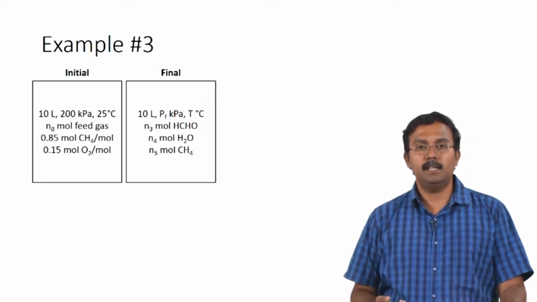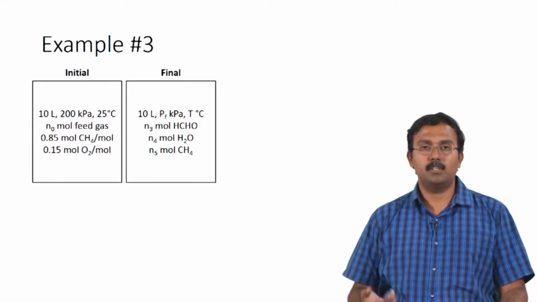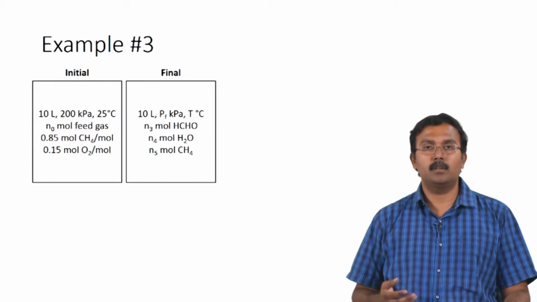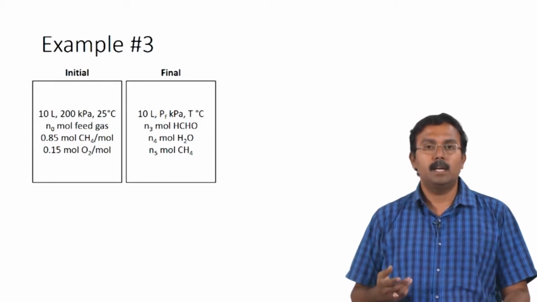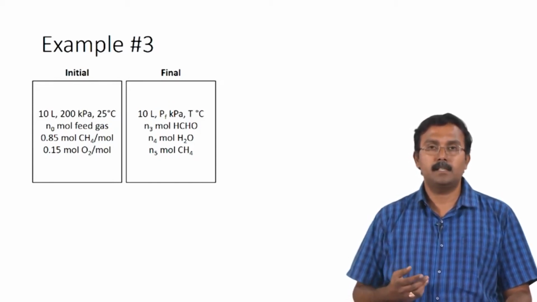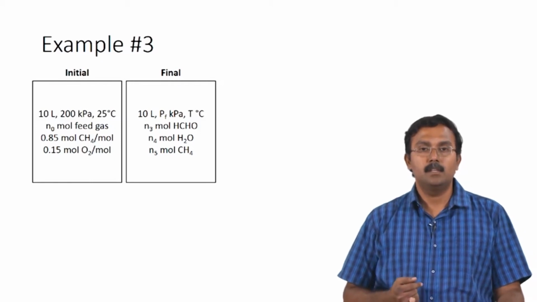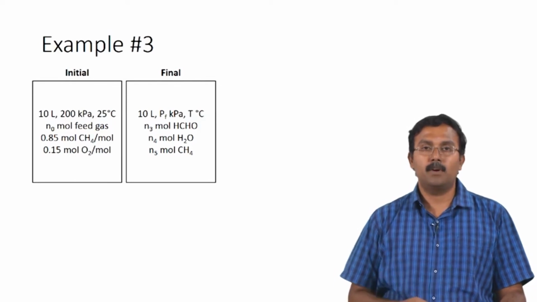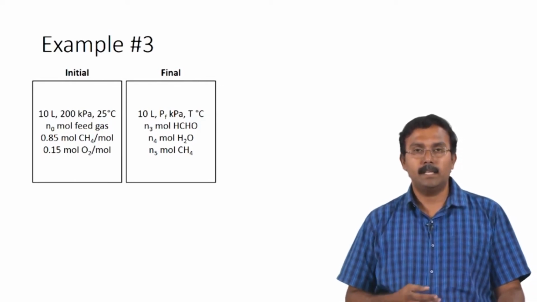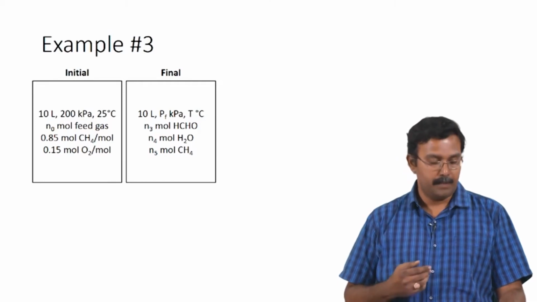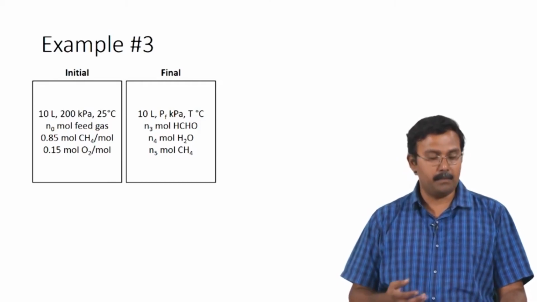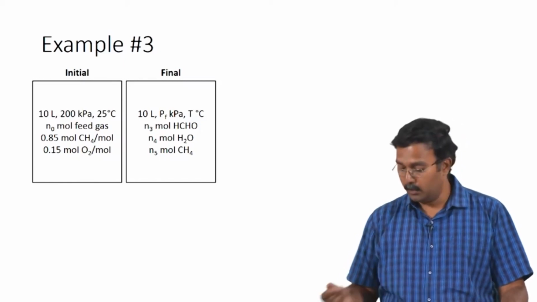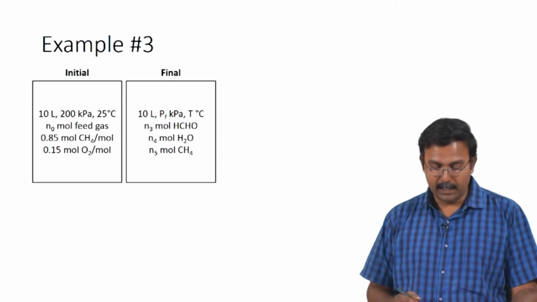The final condition would be 10 liters because it is a constant volume reaction vessel, and your pressure you do not know. The final pressure can be given as P kilopascals, and the temperature is marked as T degrees Celsius. You also have N3, N4 and N5 moles of formaldehyde, water and methane in the final condition. Now, let us see how we can perform the calculations to identify the amount of heat that can be supplied to the system. First we need to identify the basis.